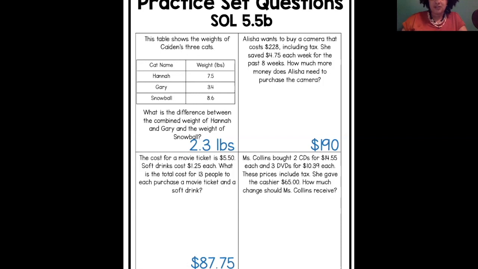And finally, Miss Collins bought 2 CDs for $14.55 each and 3 DVDs for $10.39 each. These prices include tax. She gave the cashier $65. How much change should Miss Collins receive? And she should receive $4.73 back.